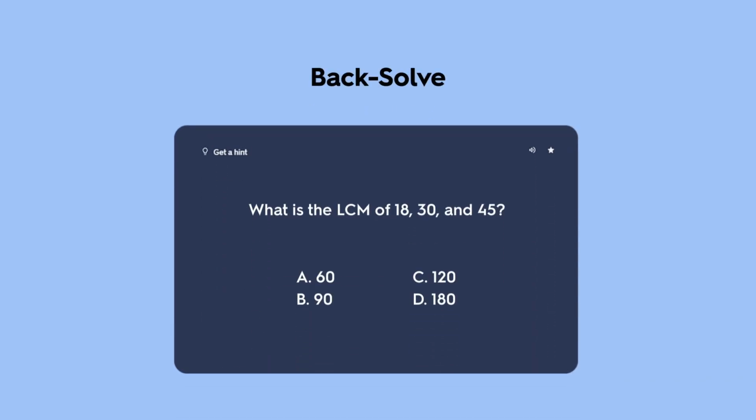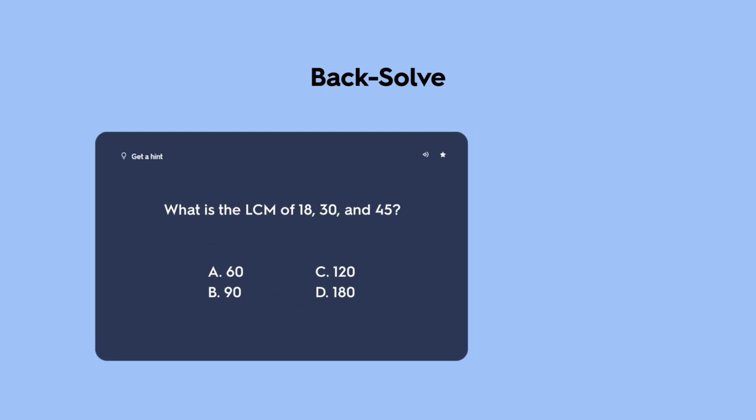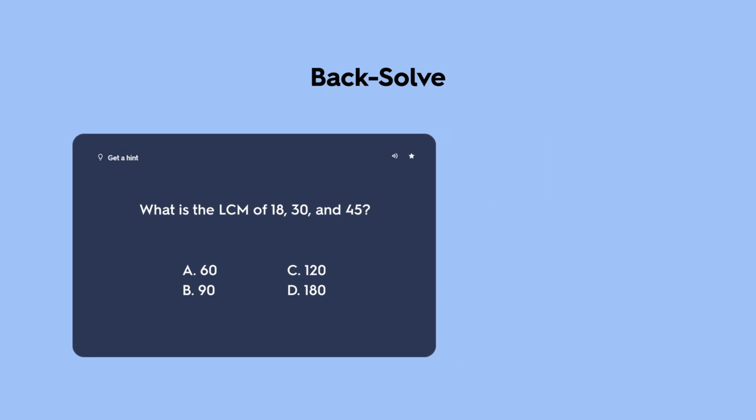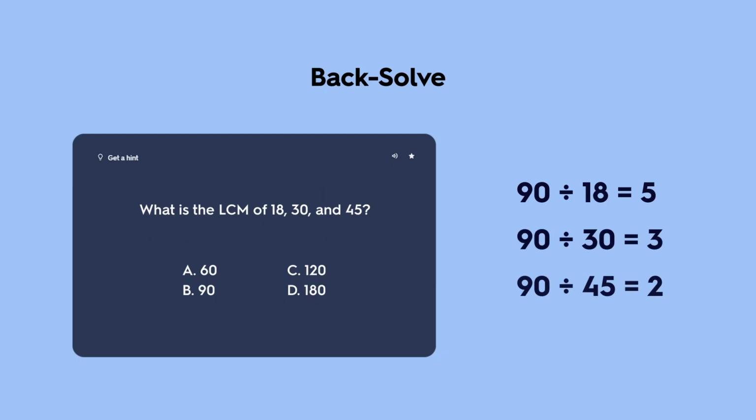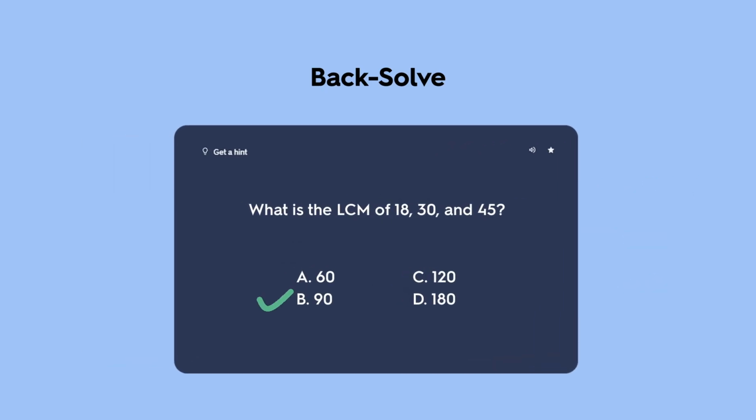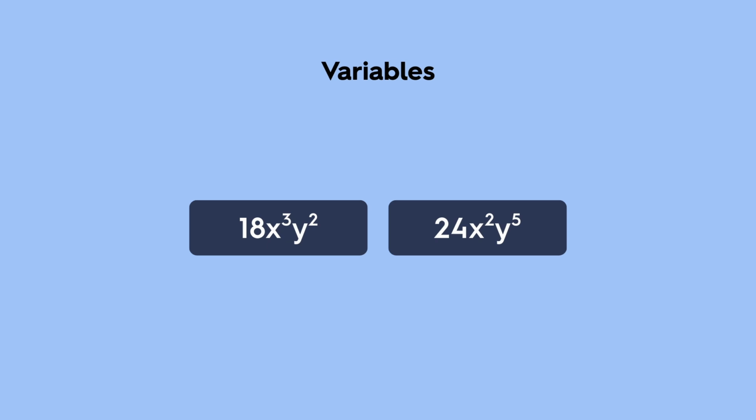On the ACT, you don't always need to calculate from scratch. When answer choices are given, you can backsolve. Start with the smallest option that could work and test divisibility. If it fails, move up. Stop as soon as one works. 60 does not work because it isn't divisible by 45, but 90 is divisible by 18, by 30, and by 45. So stop there. Variables follow the same idea.